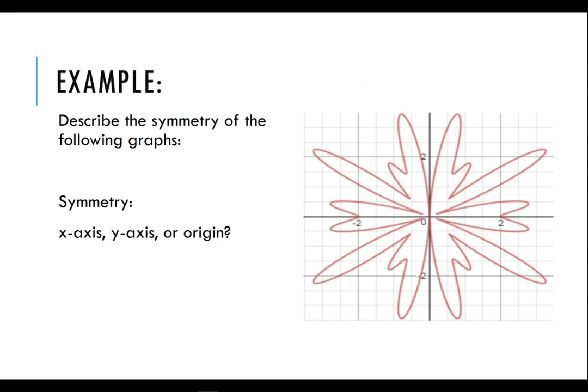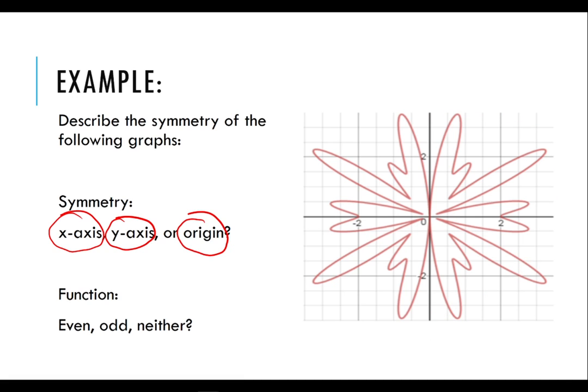Now we want to talk about x-axis, y-axis, or origin symmetry. Well, this one has x-axis symmetry. It mirrors above and below the x-axis. It has y-axis symmetry, that is, it mirrors to the left and right of the y-axis. And then origin symmetry, if you were to take this graph and rotate it 180 degrees, this thing would give you the exact same graph upside down that it did to begin with, so it does have origin symmetry. Then we ask ourselves, is this a function? But this thing is not a function. Anywhere we try the vertical line test, we're going to touch the graph in more than one place. And so this thing is not a function, and so it can't be even or odd.